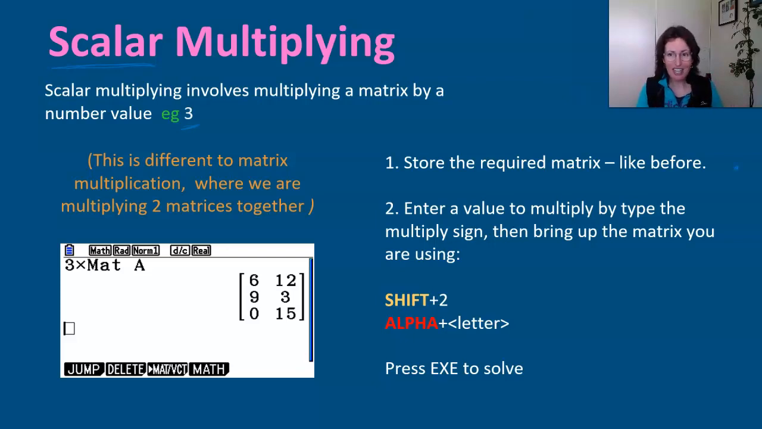So using your graphics calculators, you might want to clear that run screen or just type over the top. Here's what we want to do. We want to do 3 times matrix A. So type in the number 3 first, and then putting a multiply sign in between the two of them, and then calling up matrix A. So shift number 2 for the mat, and then alpha A to get the A, and hit enter, and you should get this matrix on your screen there.